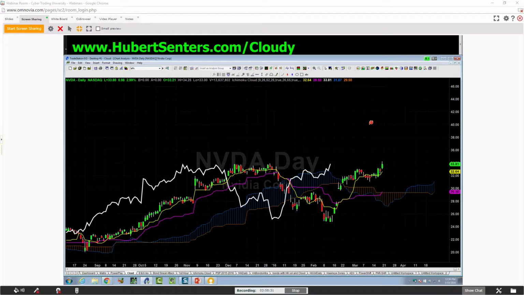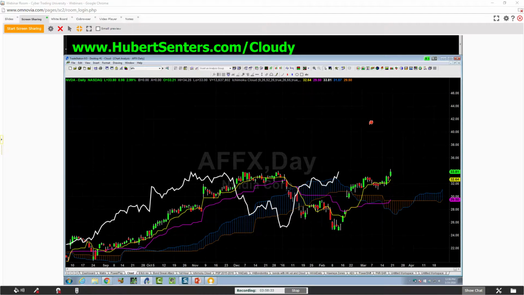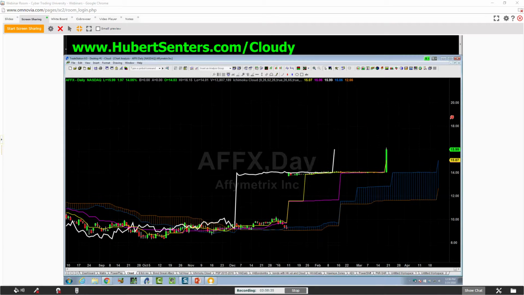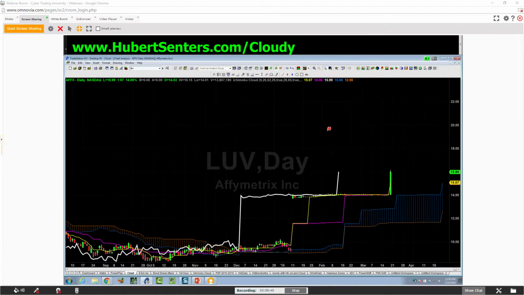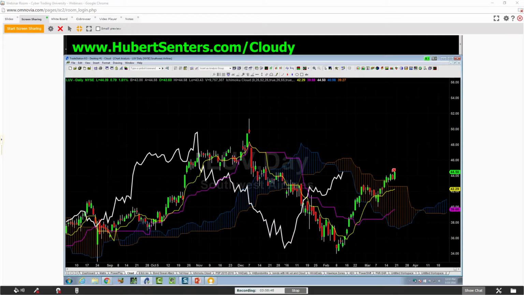AFFX. That is a news-related one. I don't think I would touch that one with a 10-foot pole. It's a long, but it's a long because it's news-related, so be careful. LUV. LUV has 3 bars above the cloud, so it's a long with a stop of 42.29 and a target of $50.